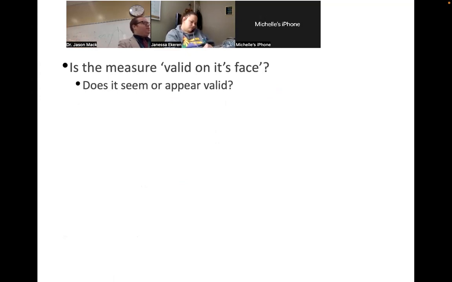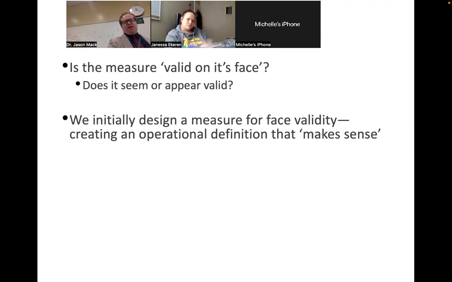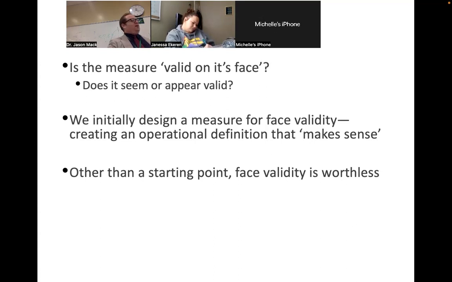So face validity: does it appear valid? Is it real? Does it make sense, or does it sound like it doesn't make sense? That's all face validity is. It's basically just thinking through the logic, does it make sense? It's pretty worthless, other than it's just logic.